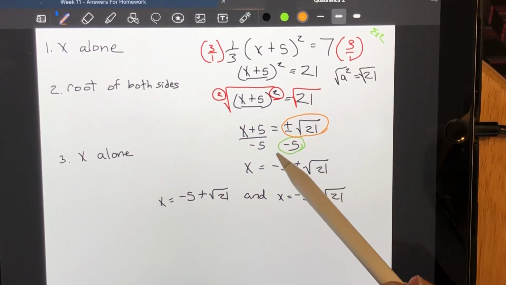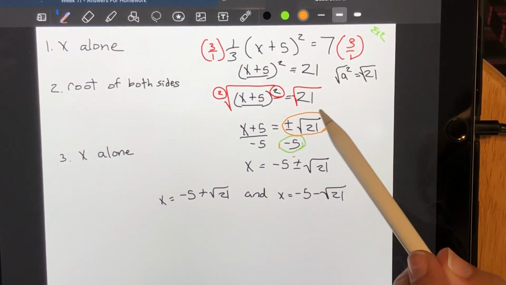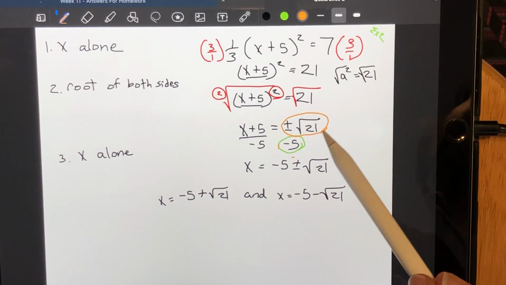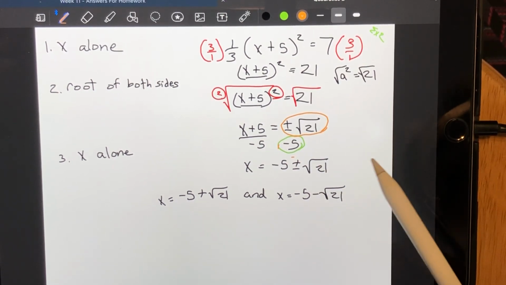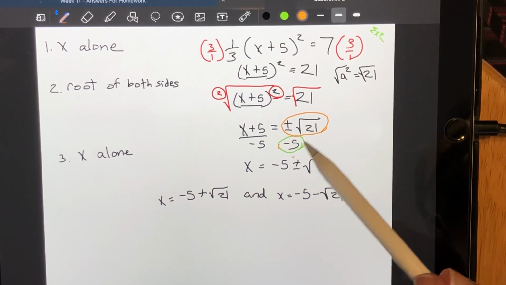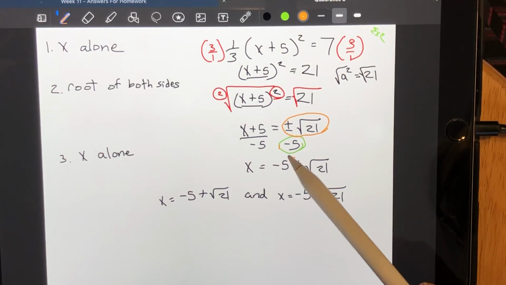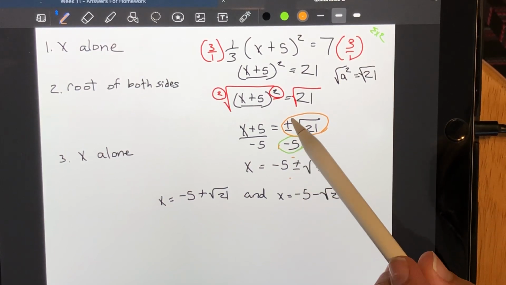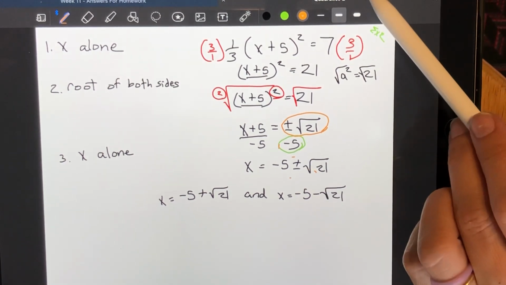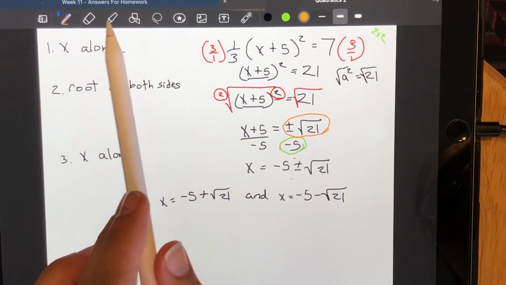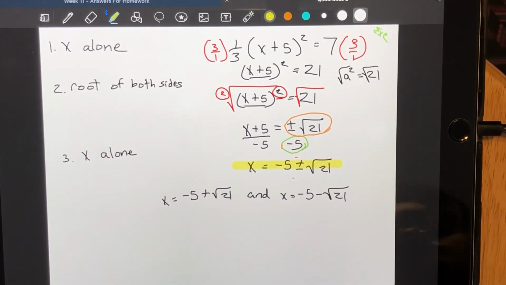We have one family that is an integer here. We have another family that is an irrational number with a square root of 21. So we cannot combine them. They don't get to live in the same circle. So we're going to keep them separate, and we're going to put our negative 5 first. We leave our plus or minus, and we write the square root of 21 on it. Now, this is a perfectly acceptable answer. You can leave it as negative 5 plus or minus the square root of 21.